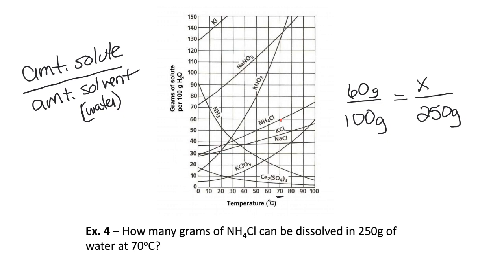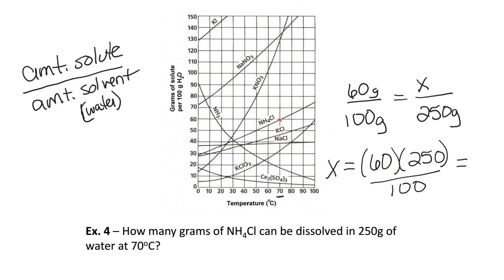Now, just like we did with the gas laws, we're going to be cross multiplying and dividing. So X equals, remember, 60 times 250 divided by 100. And when you do that calculation, you get 150 grams of NH4Cl as your answer. Okay, so let's try it again. Let's try another one so we can practice a little bit more.